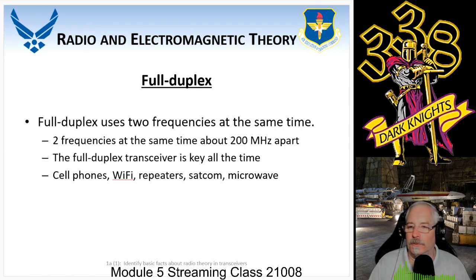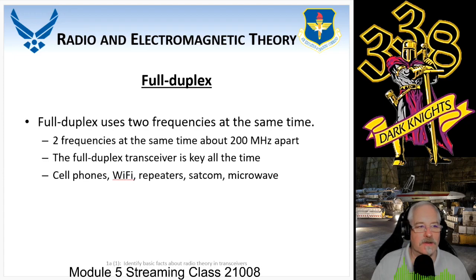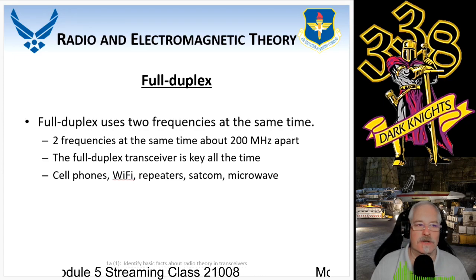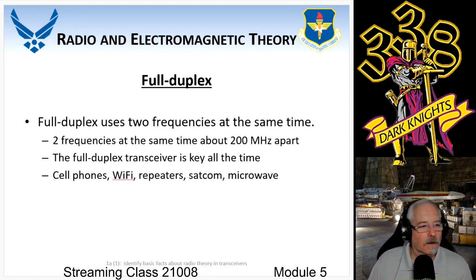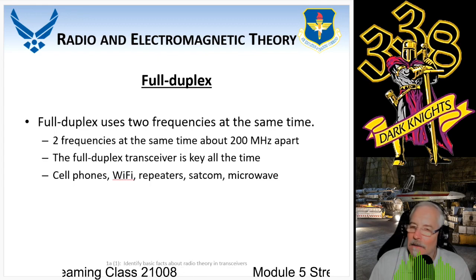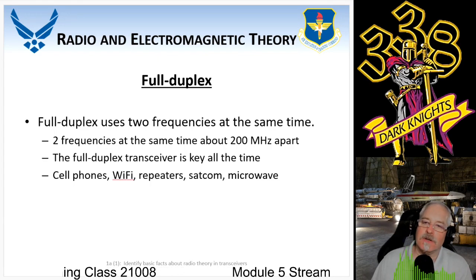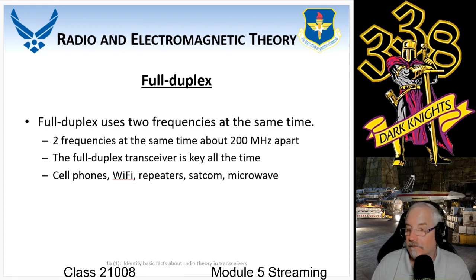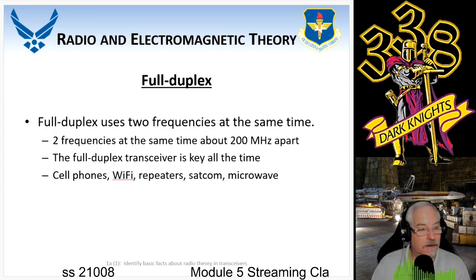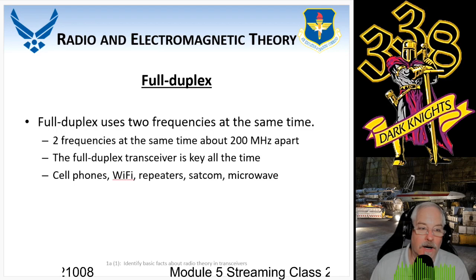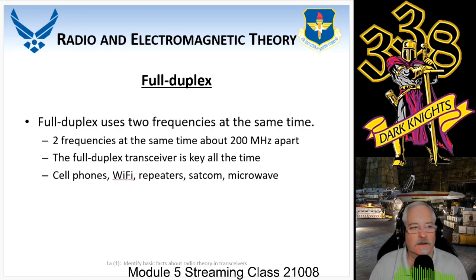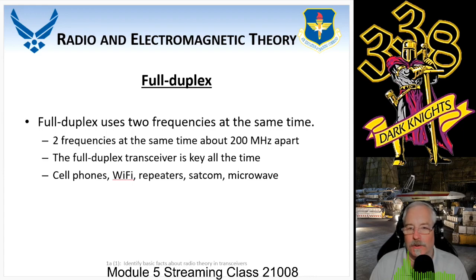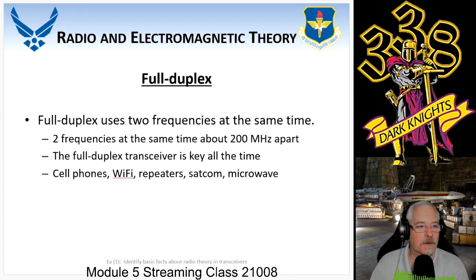Then we get to full duplex. Normally these are devices that use two frequencies at the same time, normally about 200 megahertz apart. Full duplex is normally keyed up all the time. In other words, it's transmitting as well as receiving. Cell phones, your Wi-Fi, your repeaters, your SATCOM, your microwave are just a few examples of what's out there doing two frequencies at the same time.